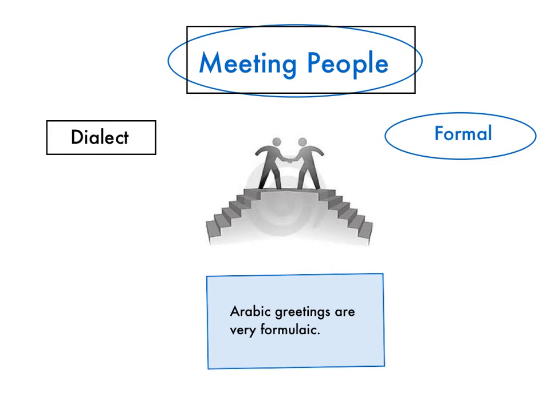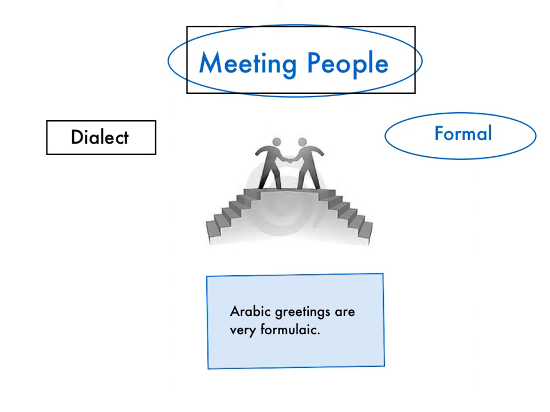Greeting in Arabic is a very formulaic process. That means for every greeting there is a set of possible responses. In formal Arabic, you could say صباح الخير, which means good morning. The response would be صباح النور. You can also say مساء الخير, good evening. The response would be مساء النور.